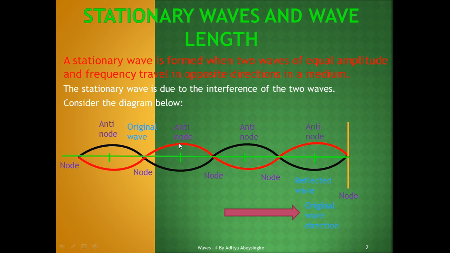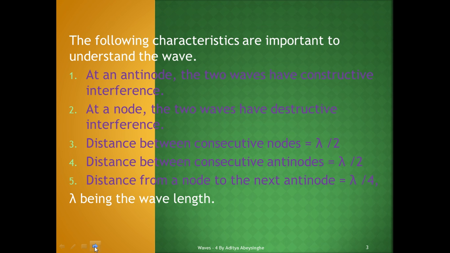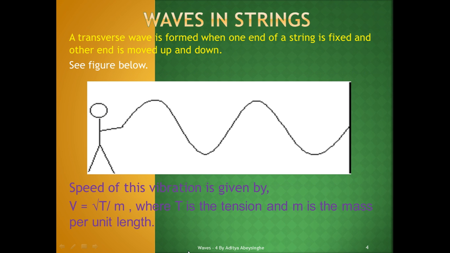You can see that this is half. This is a full wavelength from this node to this node, so from this node to this node it will be half a wavelength. And the distance between a node and the successive antinode is a quarter of the wavelength lambda, right? So that was a general description and introduction to stationary waves.